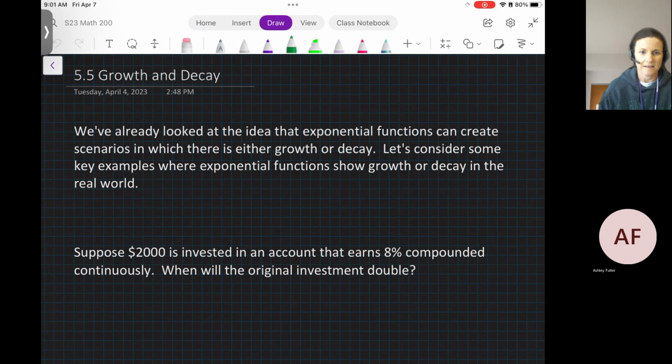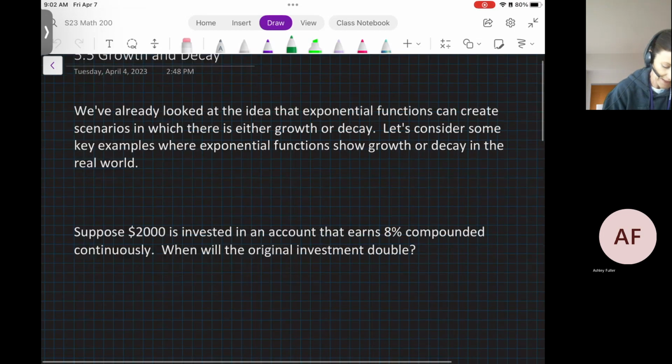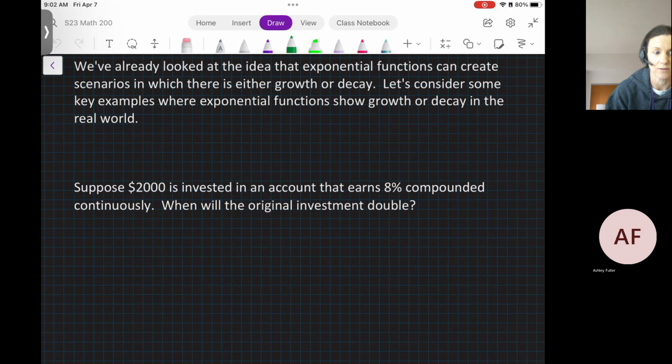We've already looked at the idea that exponential functions can create scenarios where there's either growth or decay, and this all depends on the base. If the base is greater than 1, then there's going to be growth. If the base is a fraction between 0 and 1, then there's going to be decay in the total amount of whatever we're dealing with that's involved. But let's look at some actual examples of growth and decay in the real world.